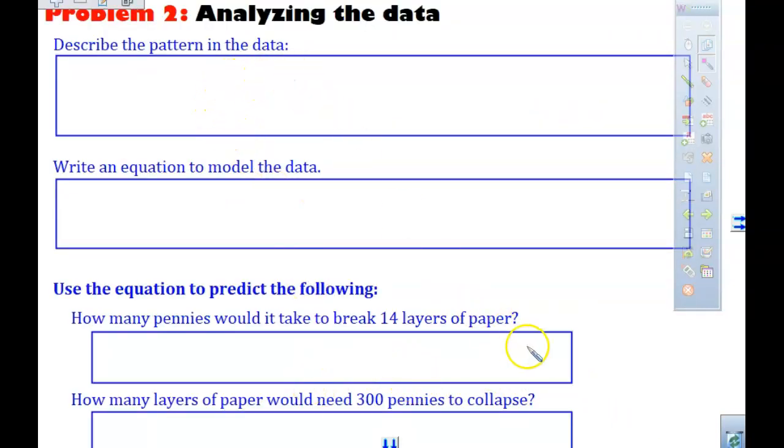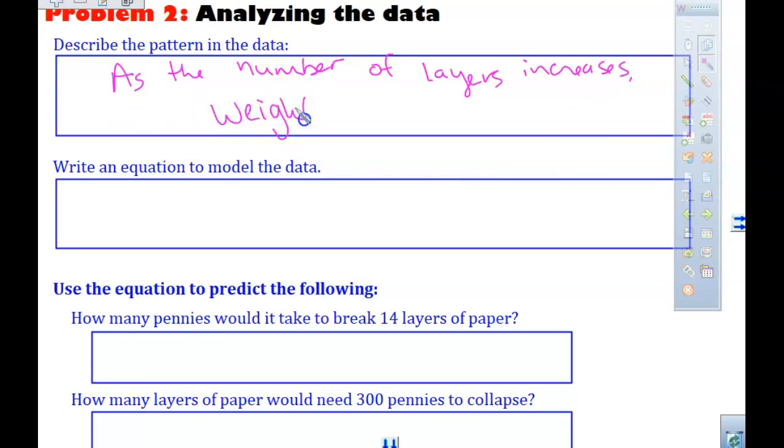What is the pattern? Would you say as the number of layers, so when we think about our patterns on the test next week, when you describe the pattern, you're going to say, as the number of layers of our bridge increases, what's happening? Jack. The weight that it holds also increases.